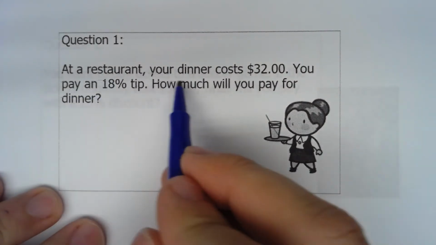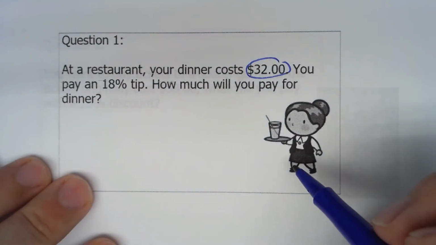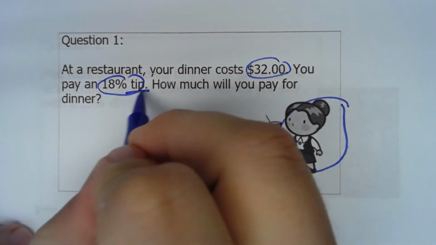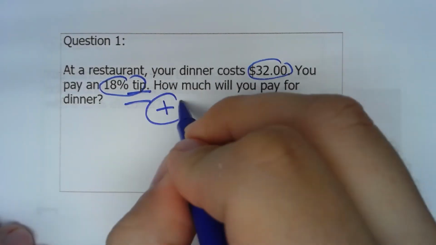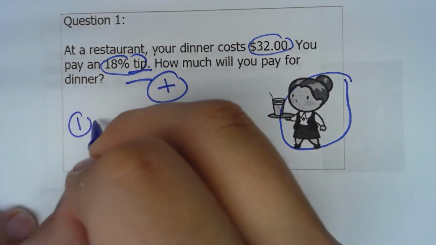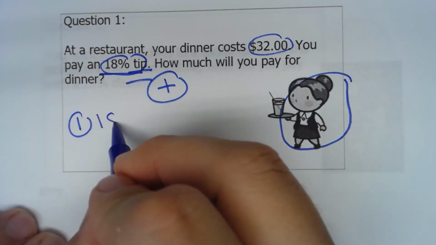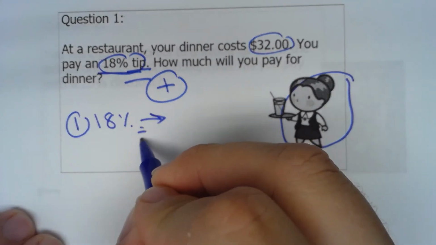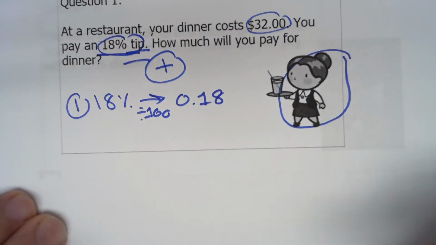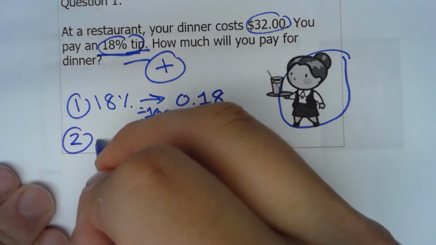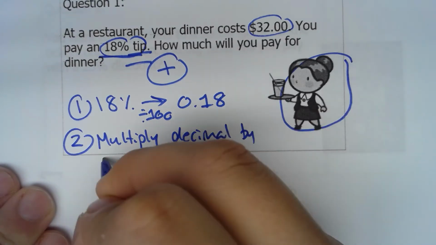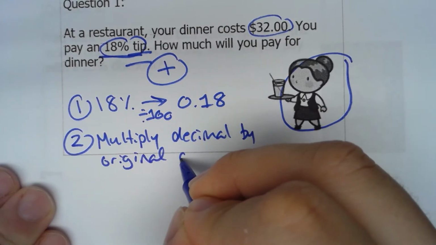Okay, at a restaurant, my dinner cost $32. My waiter was so nice to me. I want to give her an 18% tip. Tip means I need to add when I get to step 3. Okay? Step 1, change 18% to a decimal. You divide by, you got it, 100. And that becomes 0.18. Step 2, remember, multiply the decimal by the original price. Okay?